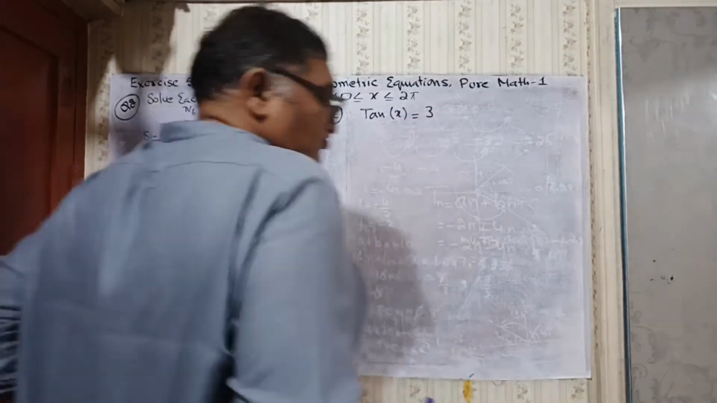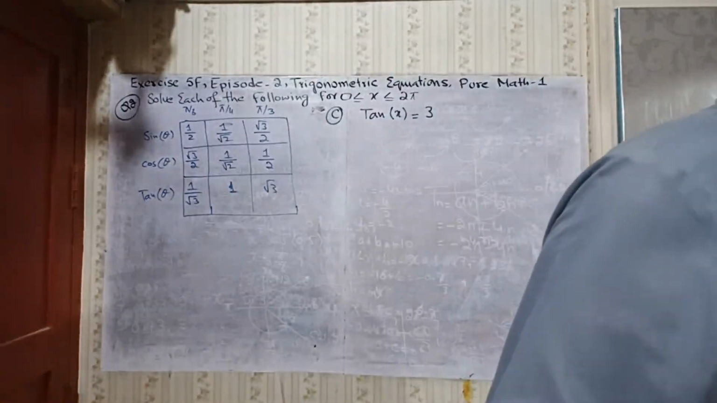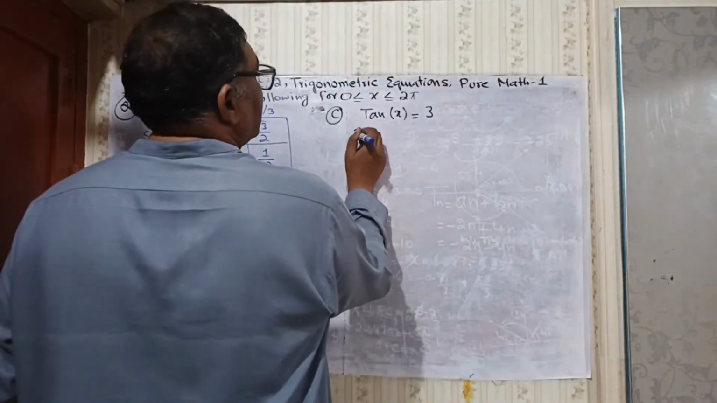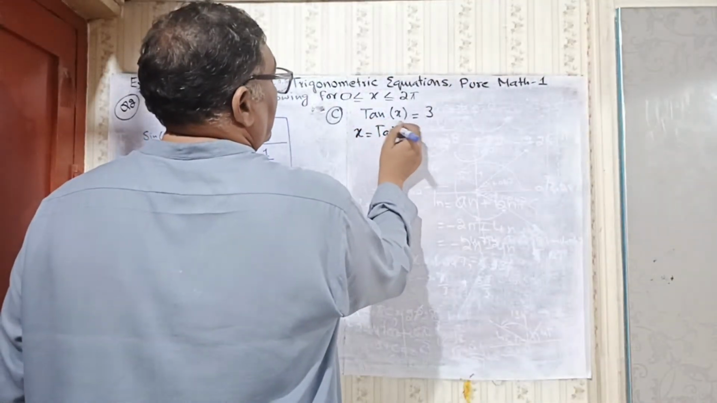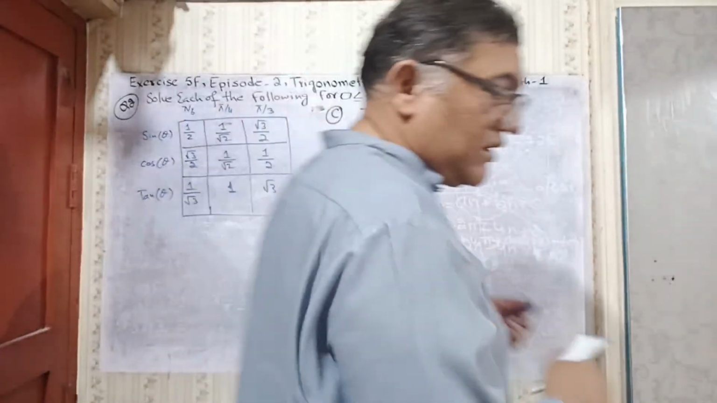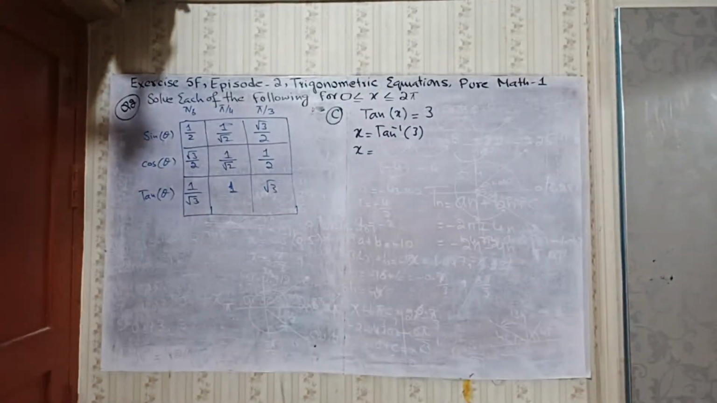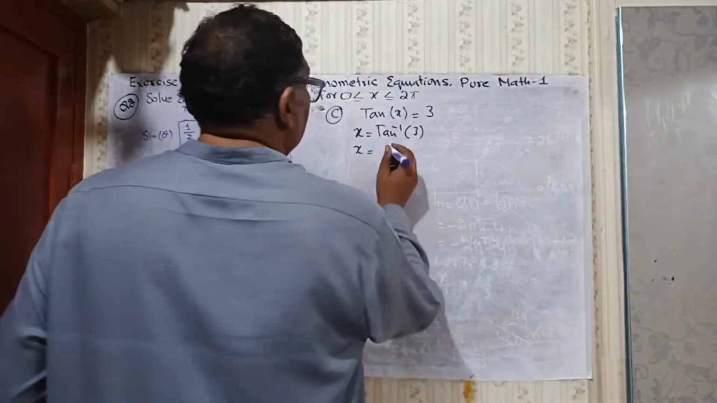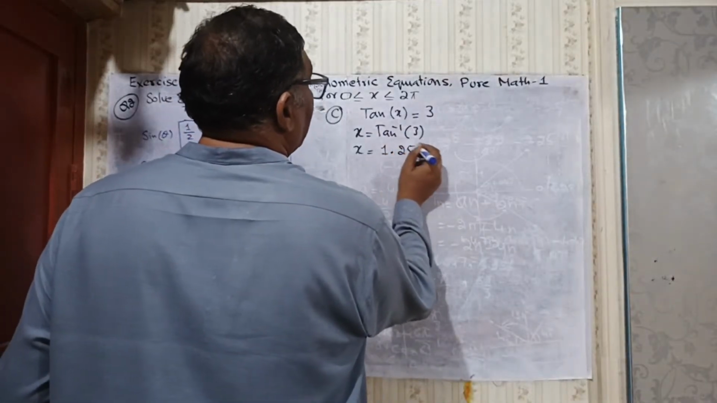So what we will do, we are going to find the tan inverse. Your calculator must be set in radians instead of degrees. So I will use the calculator and we will see what's the answer, sir. So shift tan 3 equals. It's 1.25. So the angle is 1.25 radians.